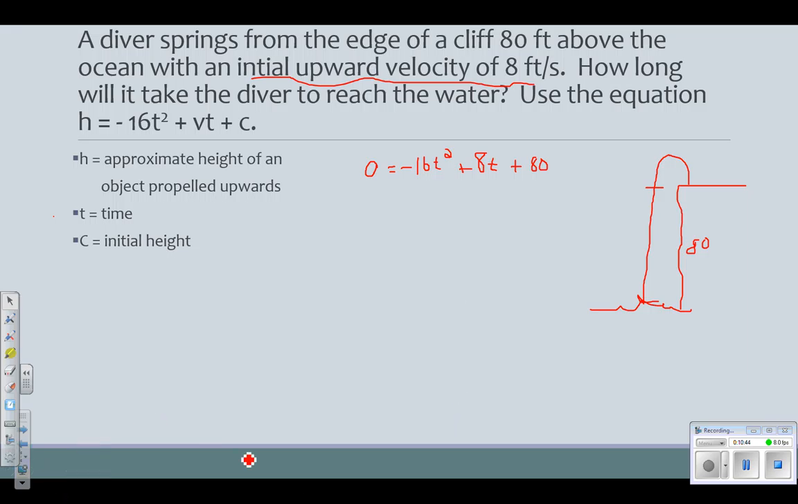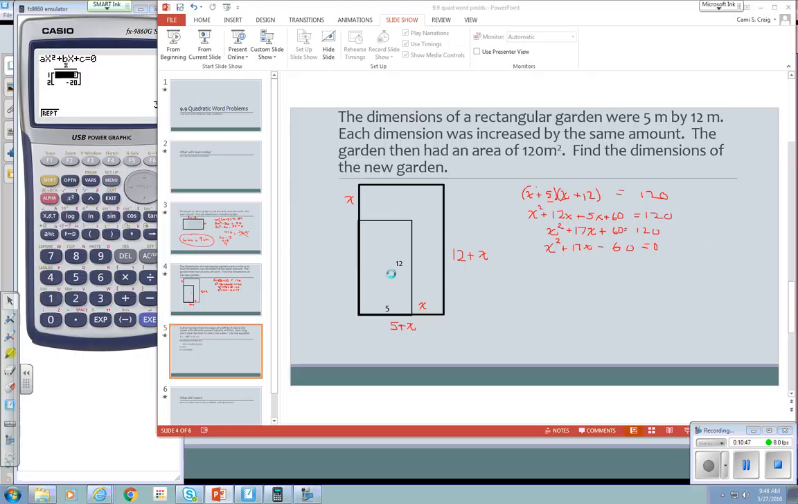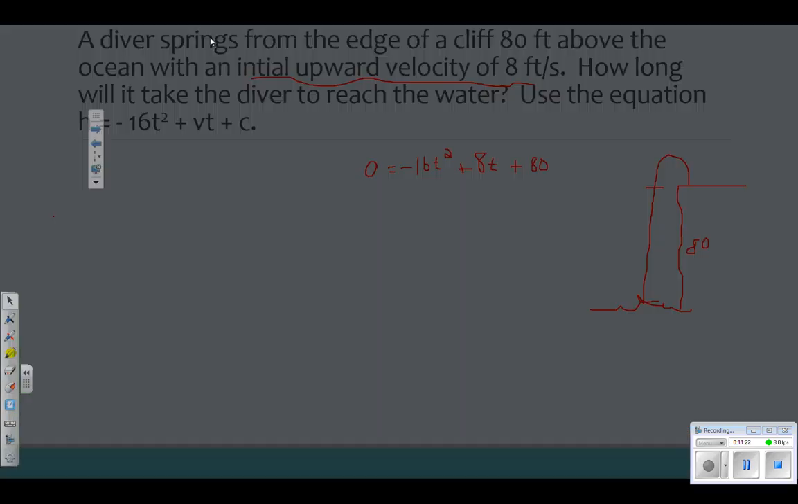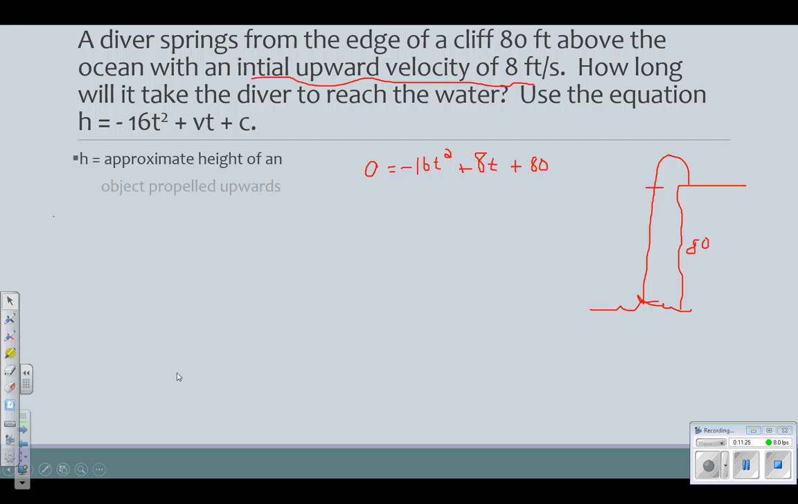So again, we're just going to use the graphing calculator. And we're going to go back, and it's going to be negative 16, 8, and 80. Okay, and we're going to solve that. Again, we're going to get a positive answer and a negative answer. Negative 2 wouldn't make sense because we don't take time backwards. So we're going to go with 2.5 seconds. Okay, so it will take him 2.5 seconds to hit the water.